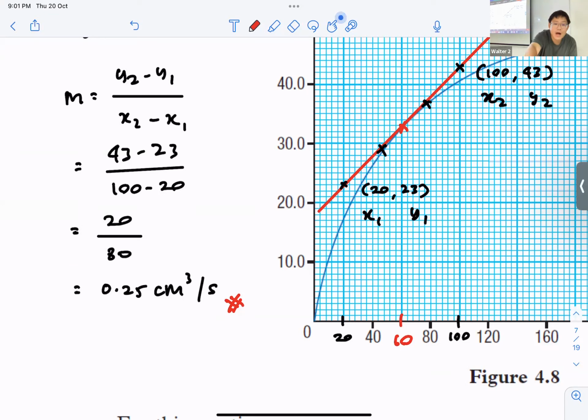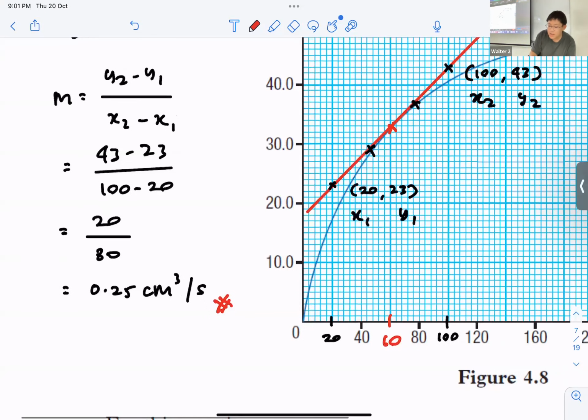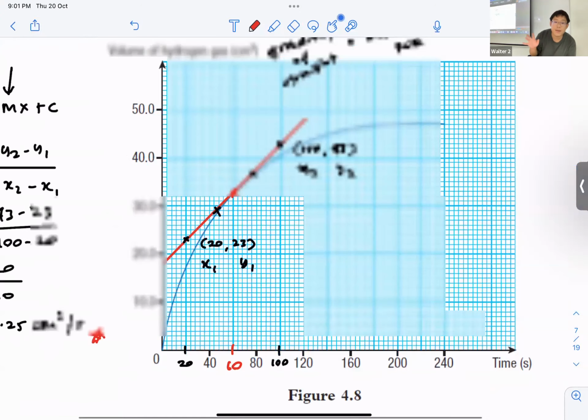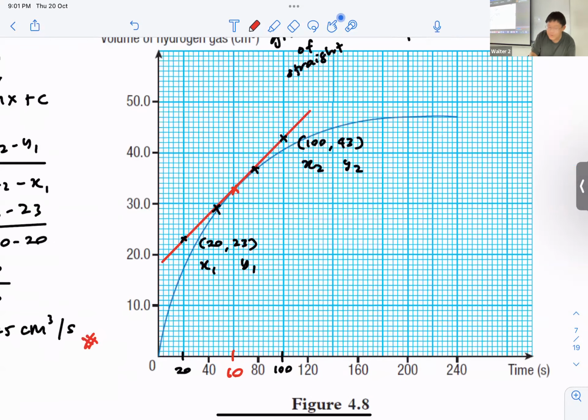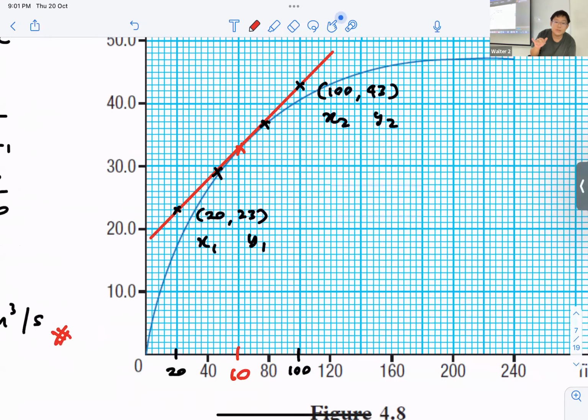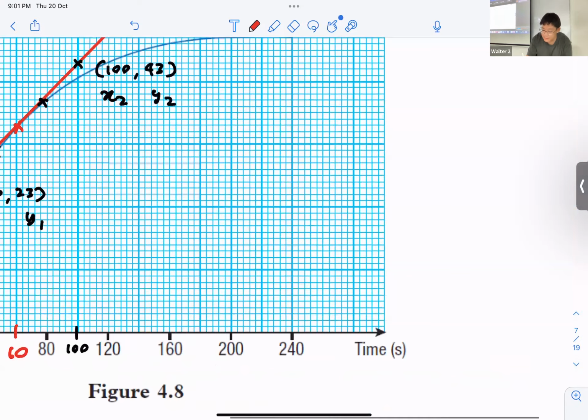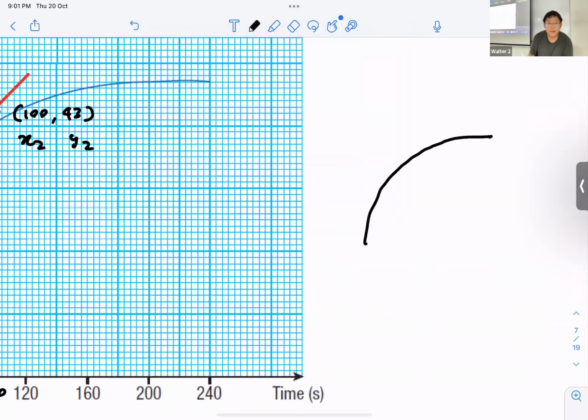Now, how are they going to mark this question? Or why can't we take any 2 points on the curve? Okay, because we are calculating the rate of reaction based on that very specific time. So for example, my specific time right now is the 60th second. So at the 60th second, we are calculating, I'll show you. Imagine this is your curve, and then you put an X over here. We are actually calculating the gradient for this single dot over here.